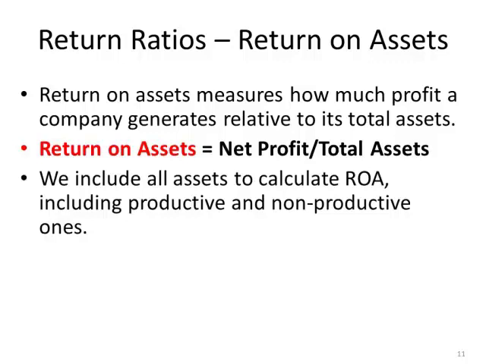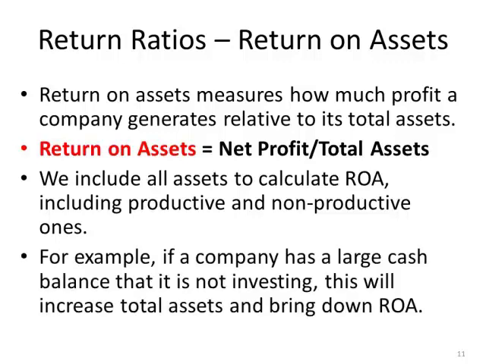And when we look at total assets, we are including all the assets of the company. So this includes productive assets as well as non-productive ones. If we compare this with return on capital employed, that looks at how much of the capital the company actually uses in order to create profits. In the case of return on assets, we're looking at all the company's available assets. This includes productive ones as well as non-productive ones.